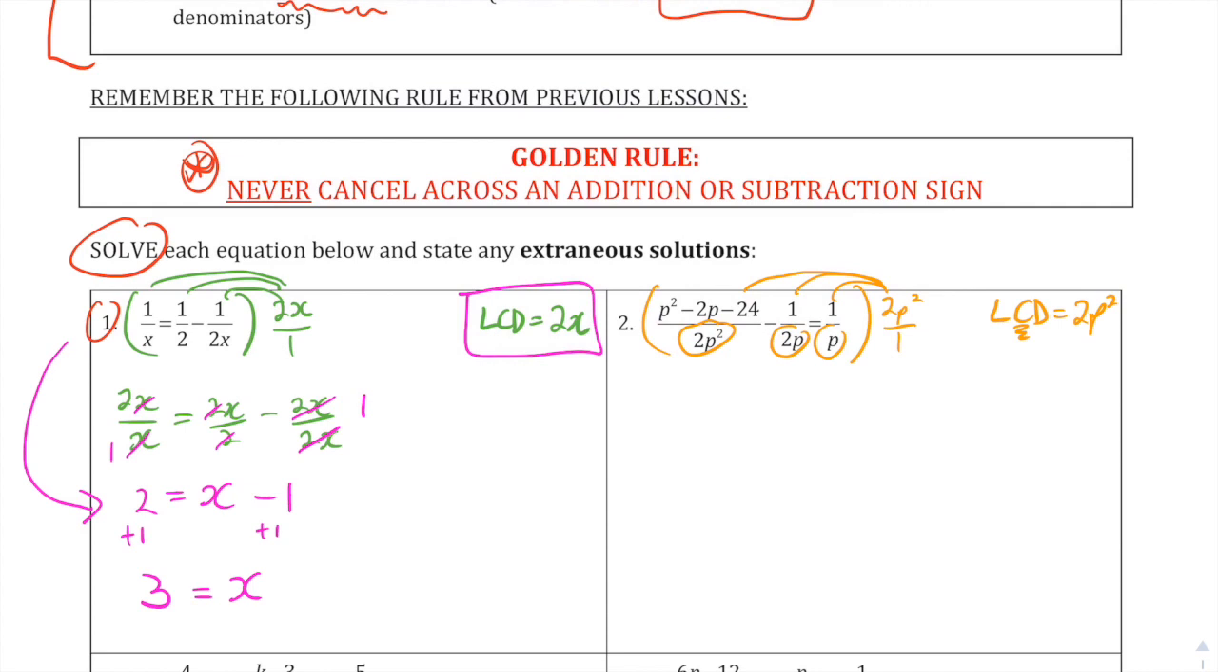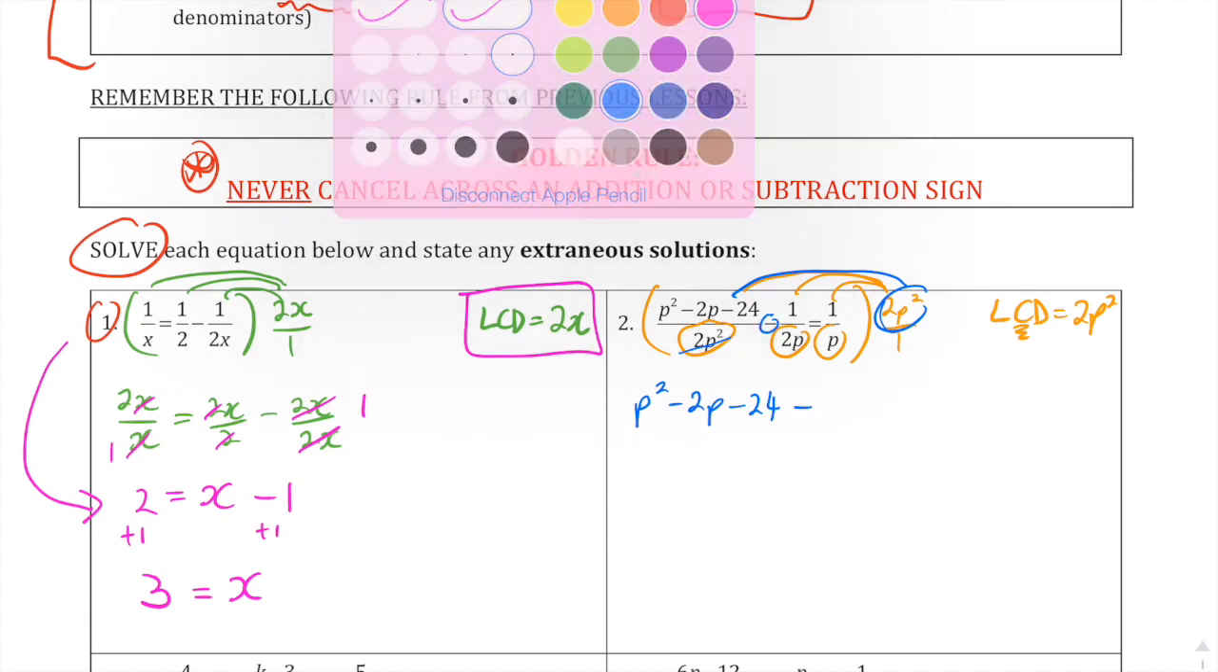So when I do 2p squared multiplied by the first rational equation, 2p squared will cancel with 2p squared, and I'll just be left with p squared minus 2p minus 24 minus, I'm going to change colors here so that it's fairly clear.